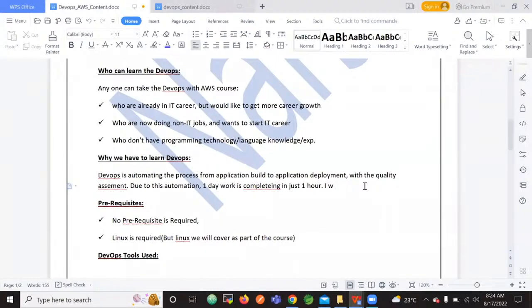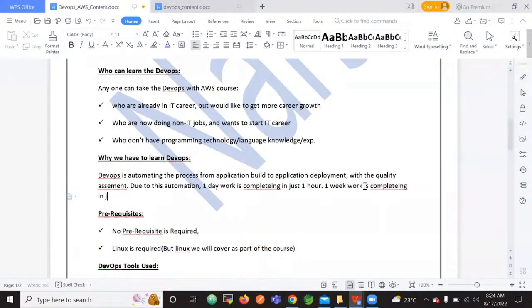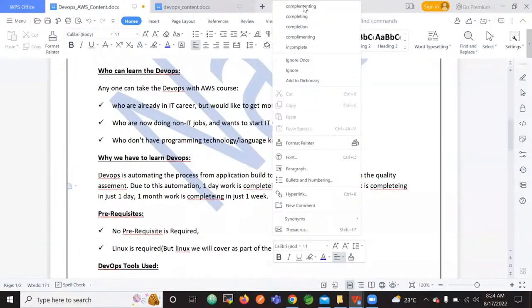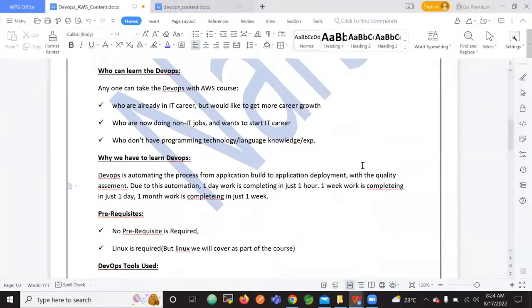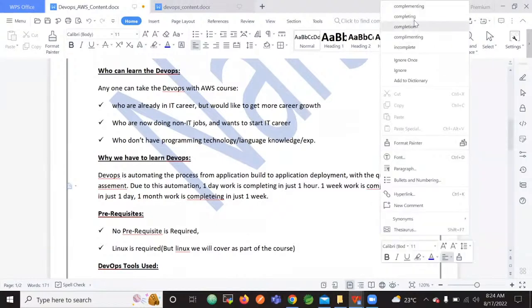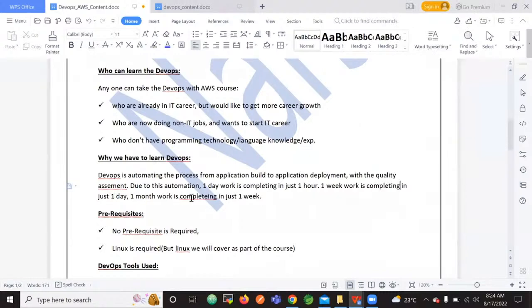1 week work is completing in just 1 day. 1 month work is completing in just 1 week. So as we get more productivity, the work is completing very quick, very fast, right?